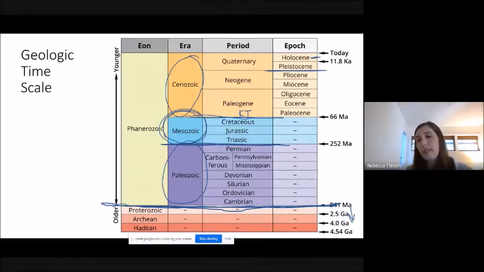So notice that this is not necessarily to scale as far as time. So, this is 66 million years ago, and this is 4.5 billion years ago. So it's not quite to scale.